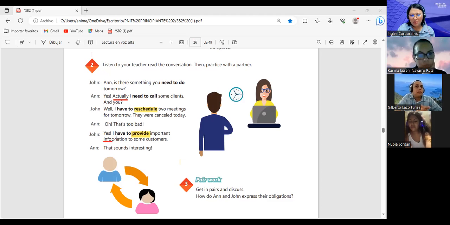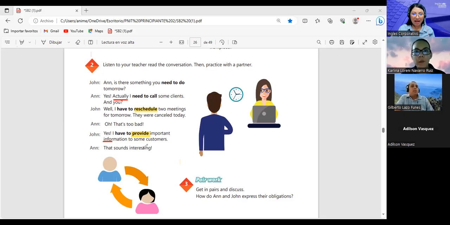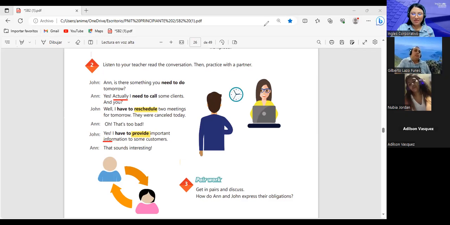Y esta, hagámosla por partes si es posible. Puedo decir info y luego information. Information. Hagámoslo. Information. Information. That's it. Information. Yes.